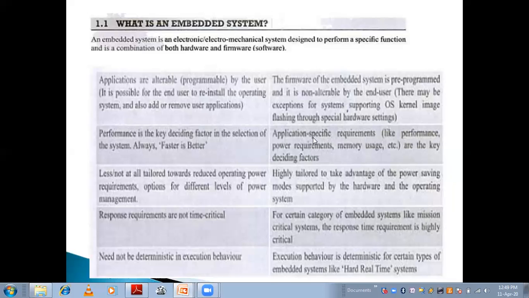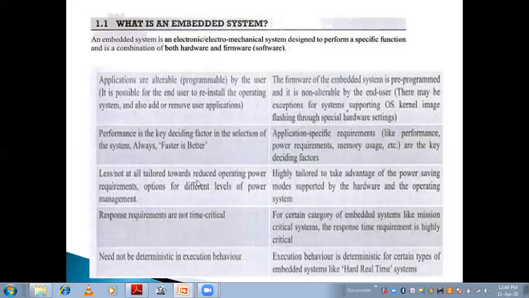Whereas your embedded system is application specific. If we manufacture an embedded system, for example, for a ticket printing machine in the bus, we can't use that to print the bill in your shopping malls. Means application specific is the main feature of the embedded system. The design and hardware cannot be altered, so it is less or not tailored towards reduced operating power requirements.